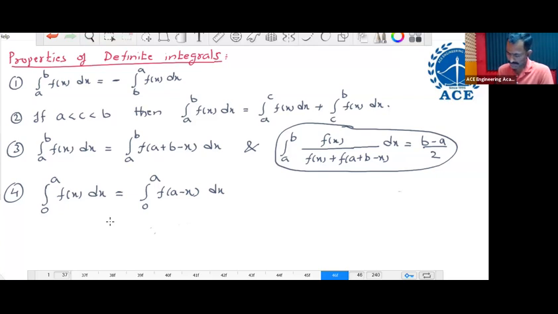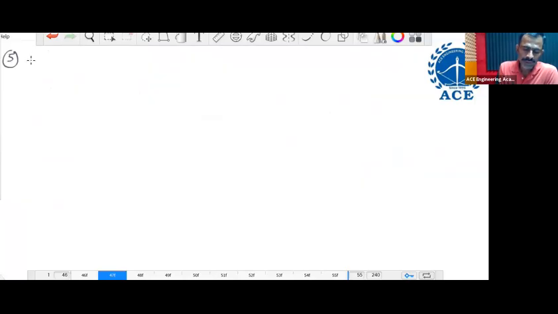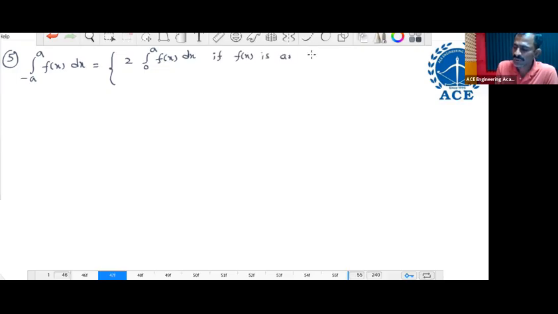Next, property number 5. Integral minus a to plus a f of x dx equal to. Here, if we observe the limits, both limits are the same, a, but of opposite sign. This is minus, this is plus. If we have limits like this, then we write this integral in 2 ways, depending on the function f of x. 2 times integral 0 to a f of x dx, if f of x is an even function.